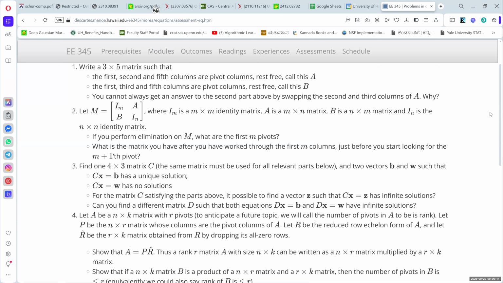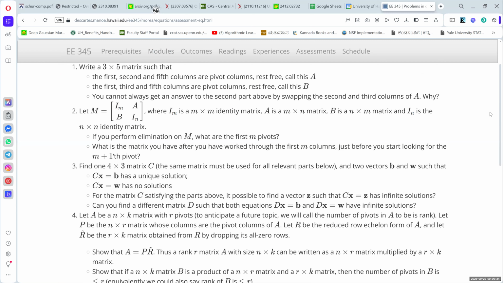So let's just focus on the first row. I want you to write a 3 by 5 matrix such that the first, second, and fifth columns are pivot columns. The rest are free. Okay. Can you come up with an example like that?